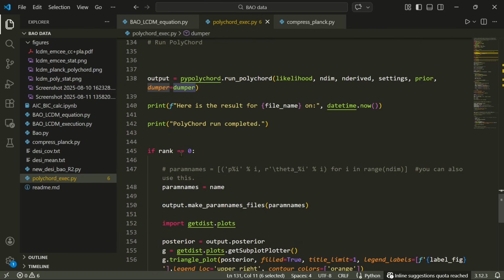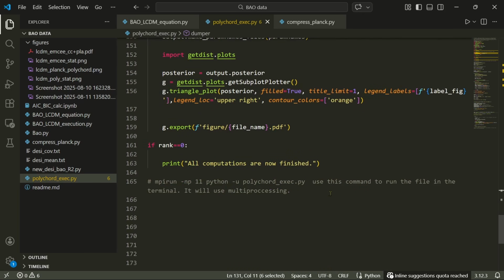Once everything is done, it will come to rank 0 and it will give me the plot of this one, right? So in order to run your PolyChord, you have to open a terminal. You have to write mpirun -np. You have to define how many CPU cores you have. If you have 6 CPUs or 11 CPUs, whatever it is, do not exceed it. Then, if you have Python 3, make sure which version you are using and what the name of the Python is. So python -u, then the name of your file. This is my polychord_execution.py. So you write the file name and then hit enter.